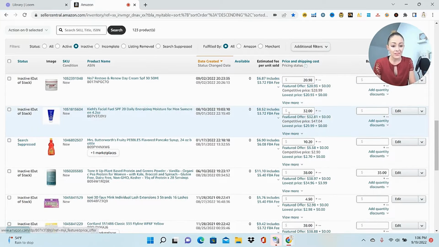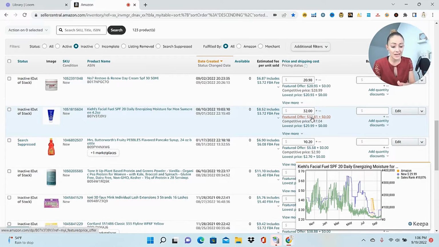I was selling it at $32, and if I'm looking at the data here, I can see that it is still pretty steady. It's going around that same price point. The featured offer is $32.81, so that really has not changed much. The lowest price is a little lower, but overall, this seems like it could be a really good replen as well.